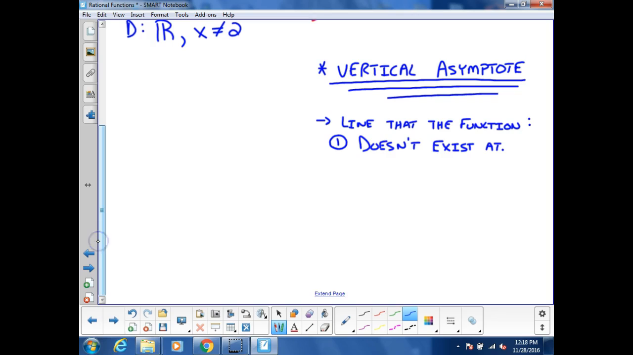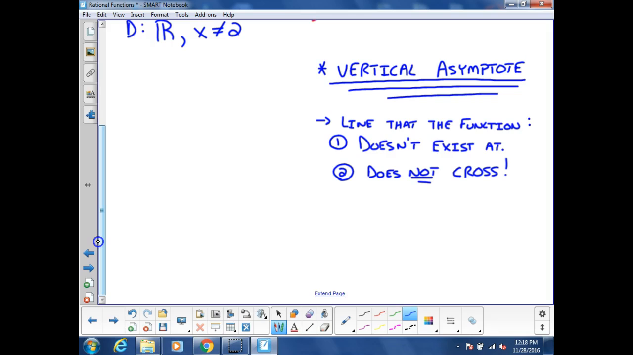And second, this one's very important, the function cannot cross the vertical asymptote. Highlight that in your notes. Your function cannot cross a vertical asymptote. Cannot.